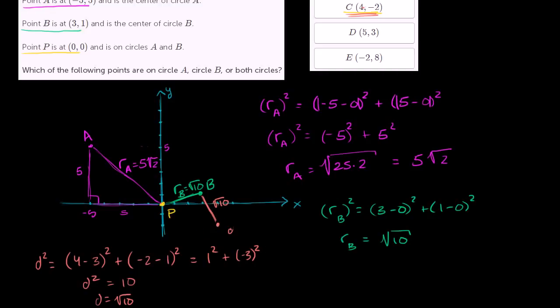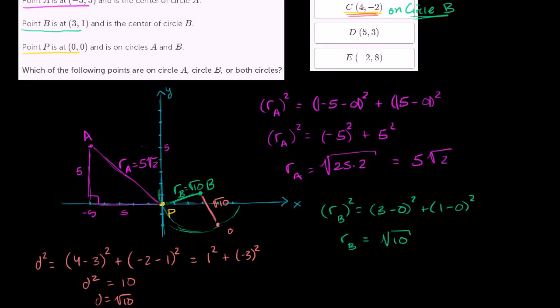If we wanted to draw circle B, it would look something like this. And once again, I'm hand drawing it, so it's not perfect. I'm going to draw part of it. It looks something like this. This is exactly a radius away. So let me write, this is on circle B. Now let's look at this point, the point 5, 3.